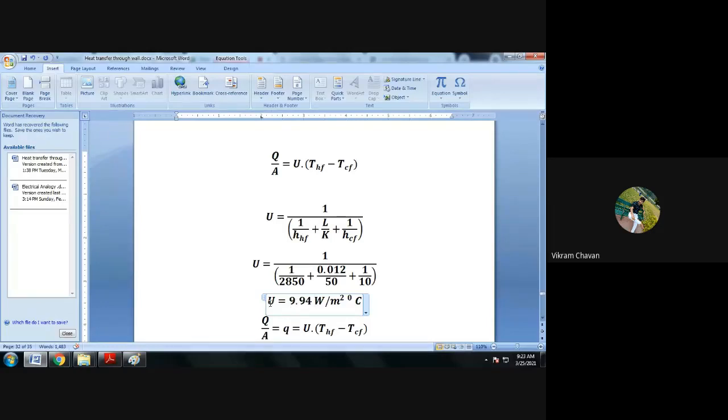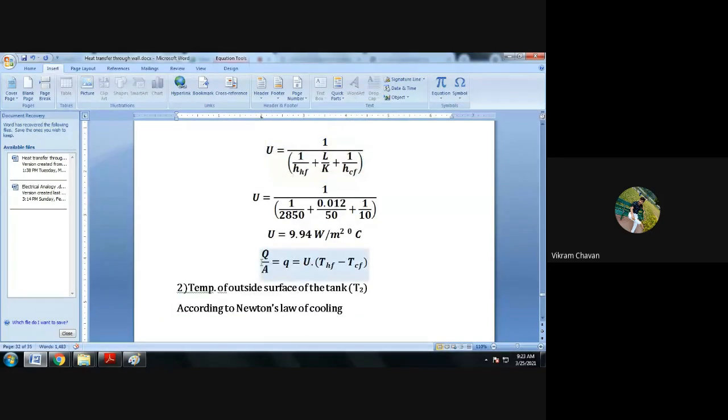Once you get the U value, put that U value in this equation: Q/A = U × (T_HF − T_CF). We know that the heat transfer rate per unit area is nothing but the heat flux, so Q/A = q = U × (T_HF − T_CF).